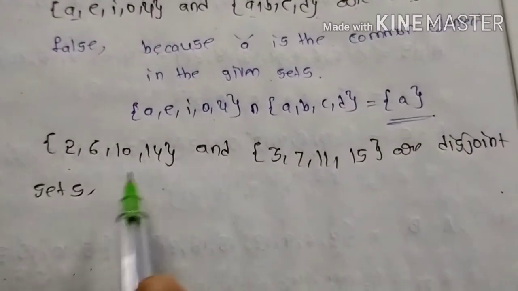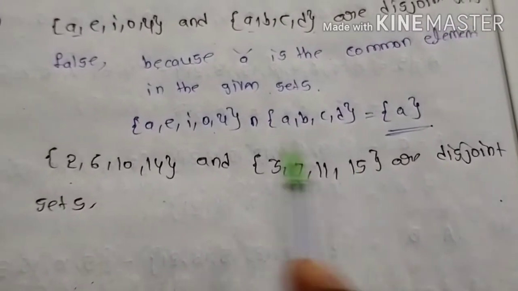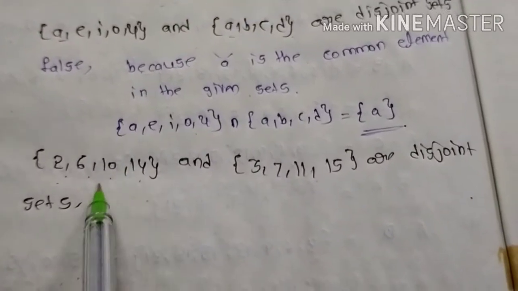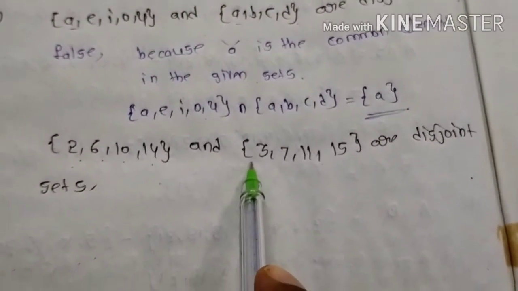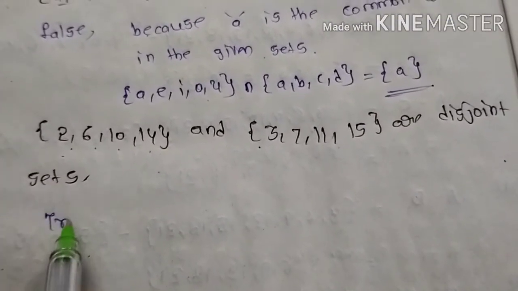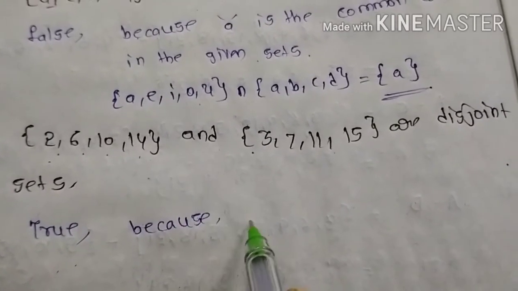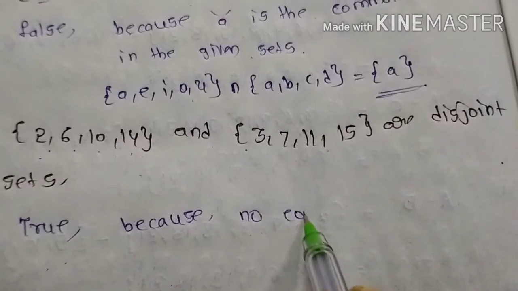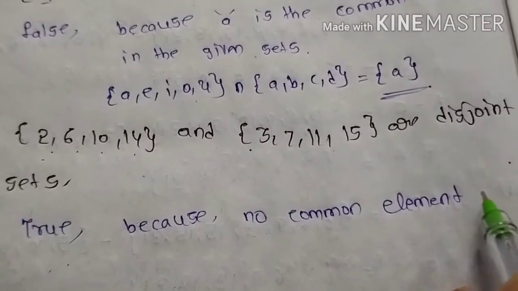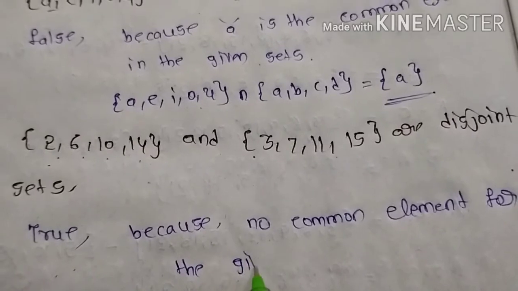You can see one more here: {2, 6, 10, 14} and {3, 7, 11, 15}. Common, once you see: 2, no common, 6 also no common, 10, 14. See, these are disjoint sets, 100%. Yes or no? Yes. That means you can write here true because there is no common element for the given sets.